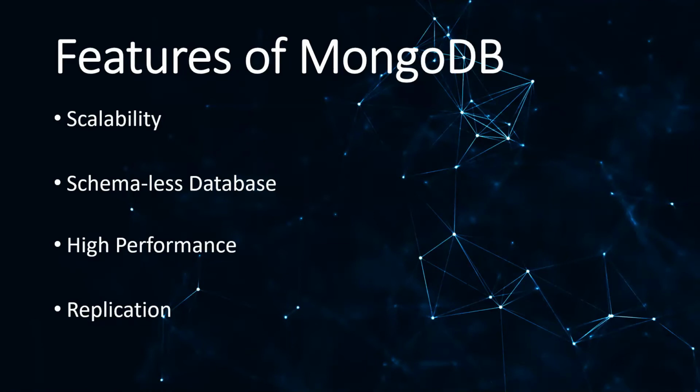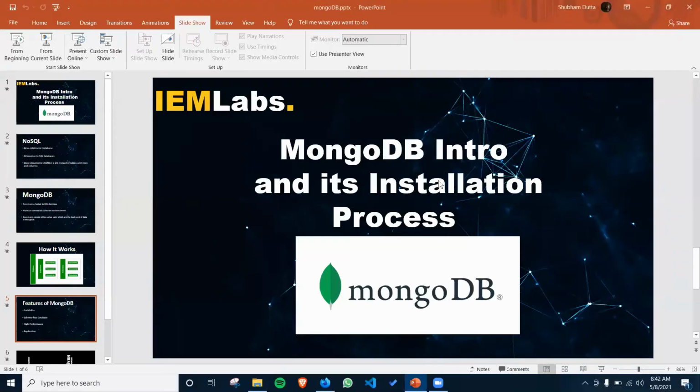The third one is high performance. The performance of MongoDB is very high, along with data persistence, as compared to other or relational databases. And the last one is replication, which is also important. MongoDB provides high availability and redundancy with the help of replication. Which basically means that it creates multiple copies of data and sends those copies to different servers, so that if one server fails, the data is fetched from another server. So these are the features of MongoDB.